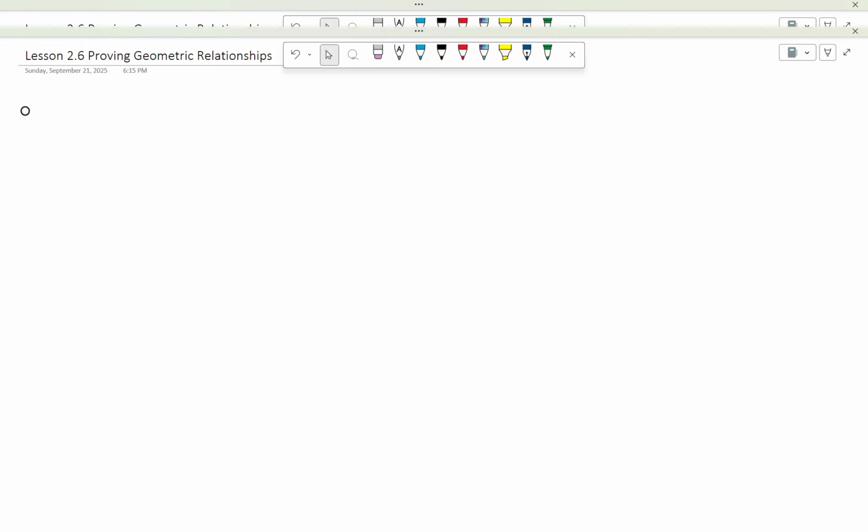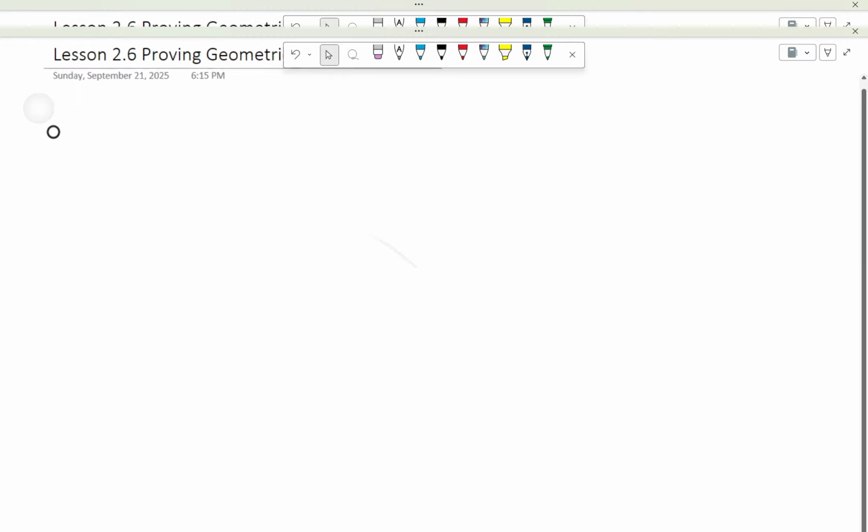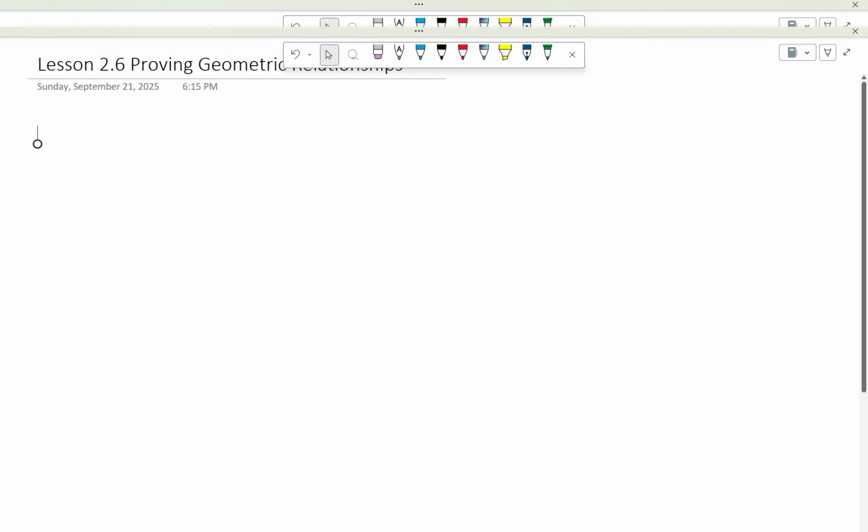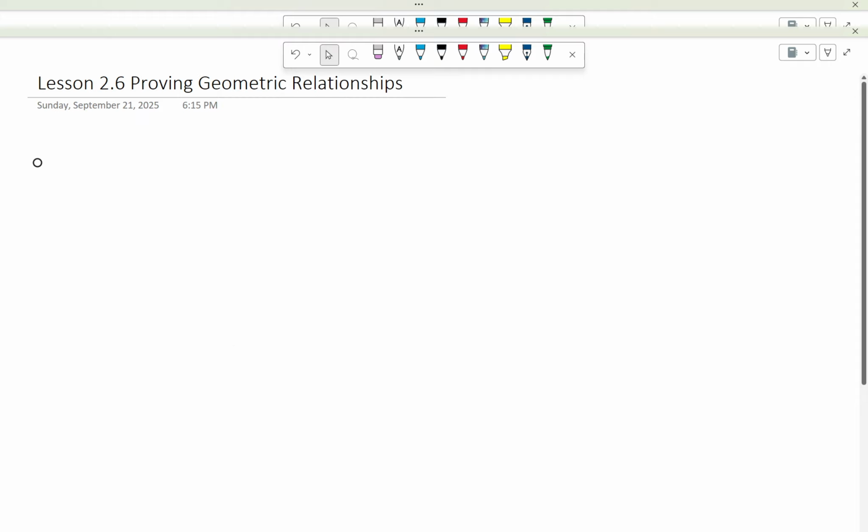First thing we're going to talk about, this has come up in class, and it's regarding one of the... Let me move this. I've got to figure out how to make this thing get out of the way here. Nonetheless, you guys have this 2.6, proving geometric relationships.